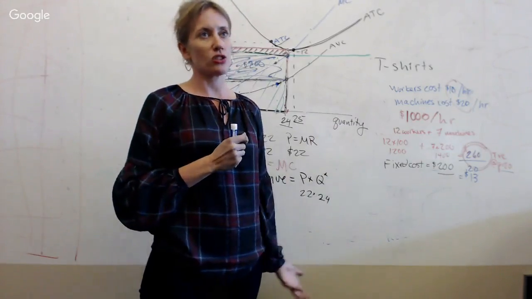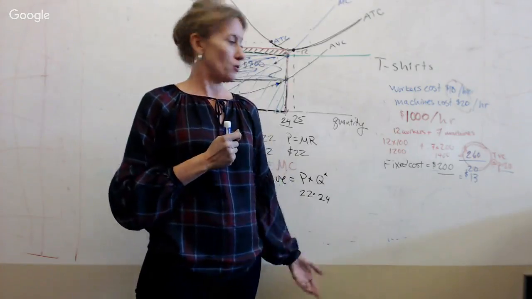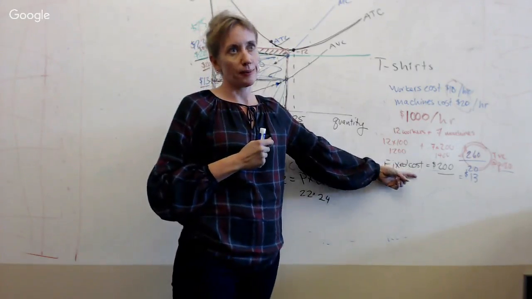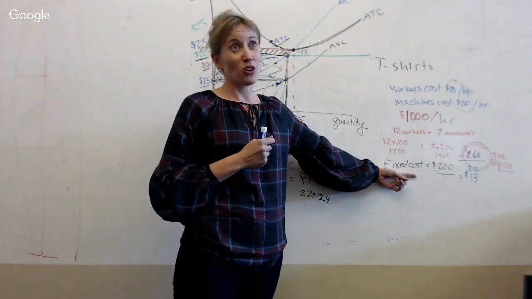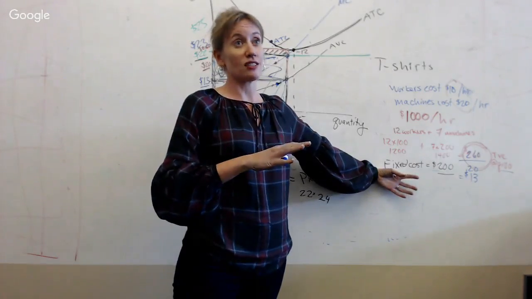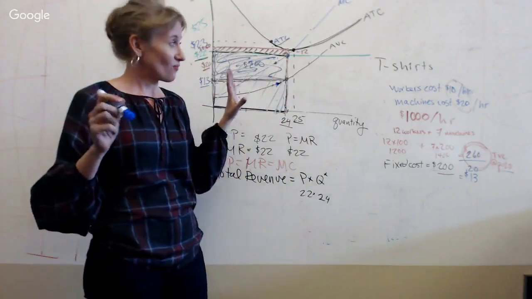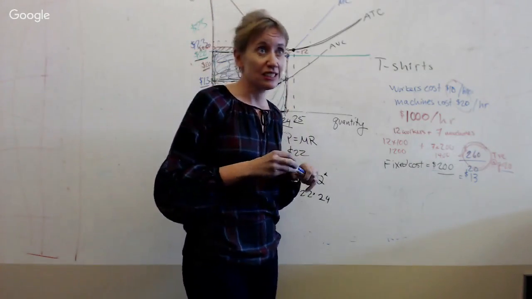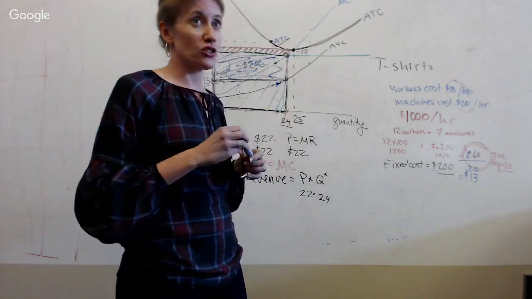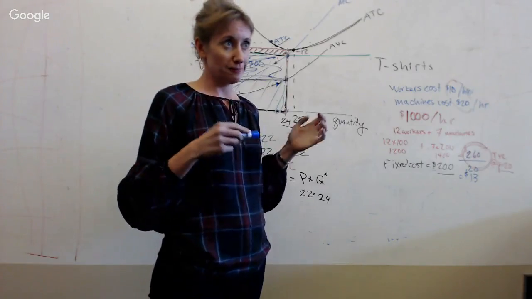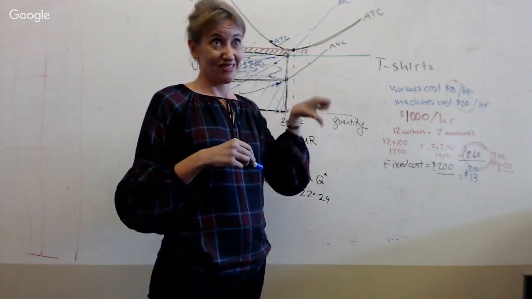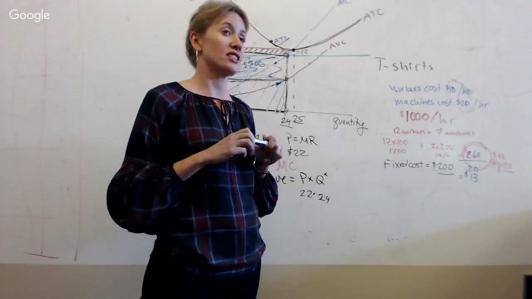We're making t-shirts. What should we do once our lease is up? Shut down. We're going to not just shut down, leave the industry. We're going to exit the industry. And when we exit the industry, we are no longer producing t-shirts. So what happens to the supply of t-shirts? Declines. The supply of t-shirts declines.